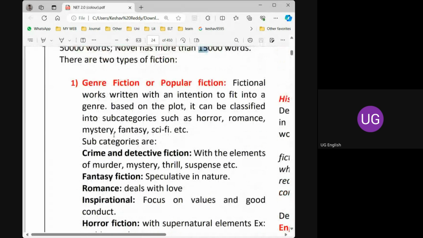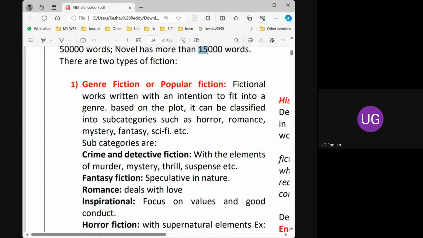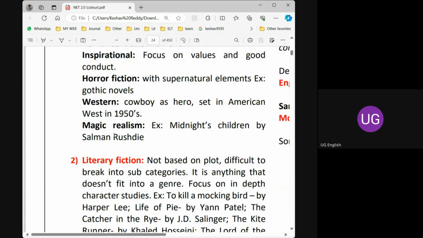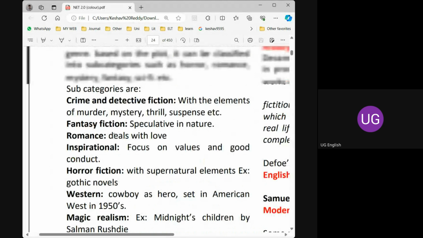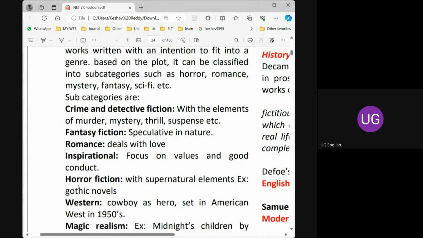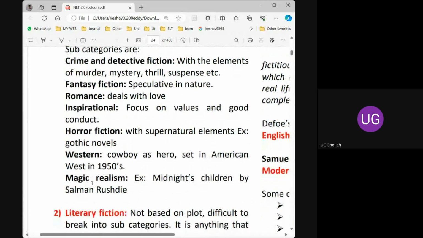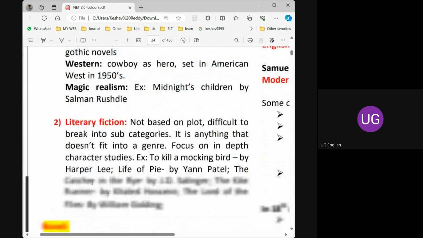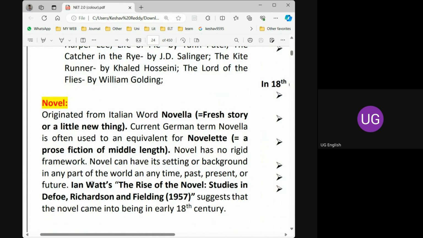And we have discussed what is genre fiction and what is literary fiction. A slight difference: if we are able to categorize the particular work into a subtype or subcategory, this is known as genre fiction. But if you are not able to easily subcategorize that particular work, that will become literary fiction. We discussed horror fiction, magic realism, crime detective fiction, and all the other terms related to fiction yesterday. Novella is a French Italian word. It means a little new thing.